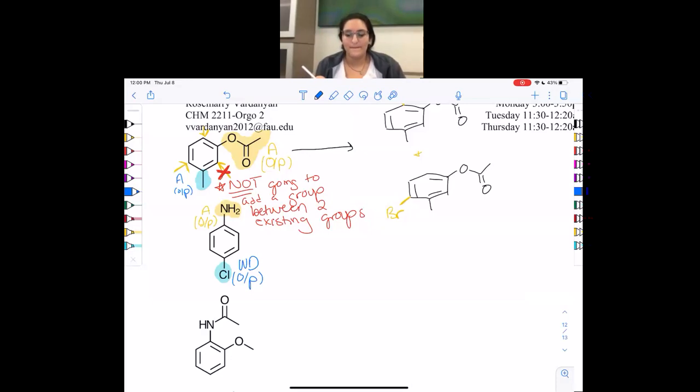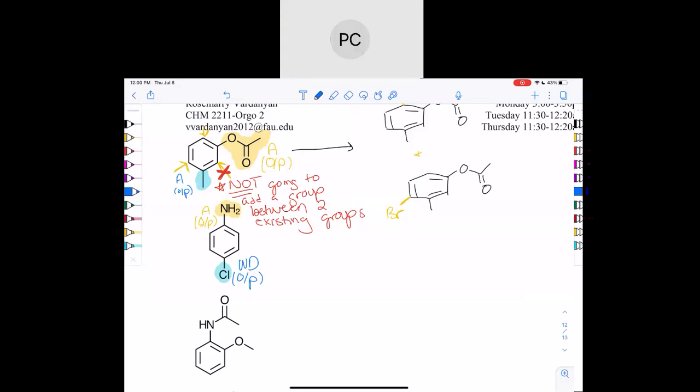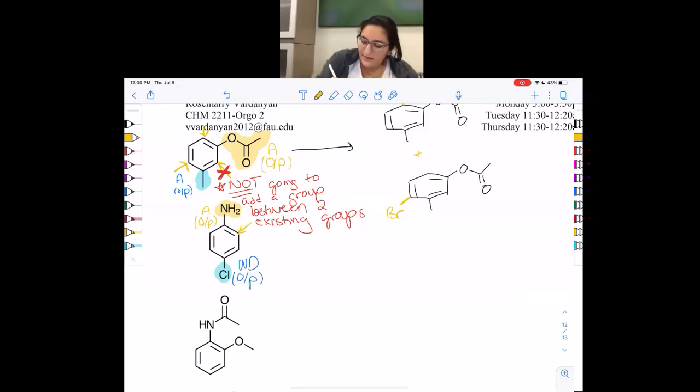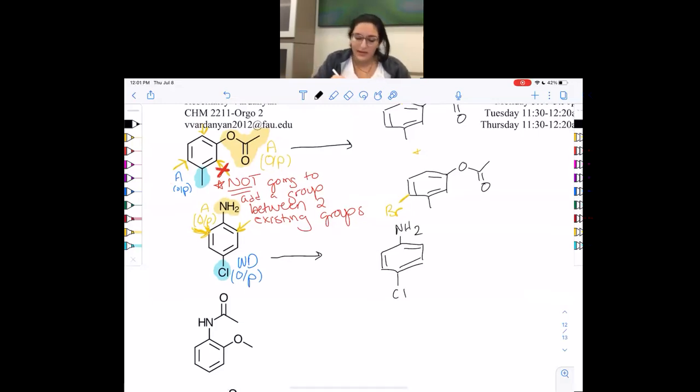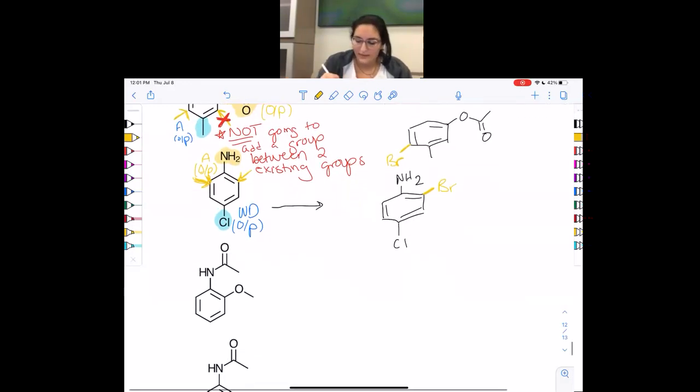This one, ortho para activator. Heck yeah. So we're going to do ortho. And para is already taken. So we only really have one answer since the two ortho positions are exactly the same. We have chlorine, we have NH2, and we're going to add bromine.